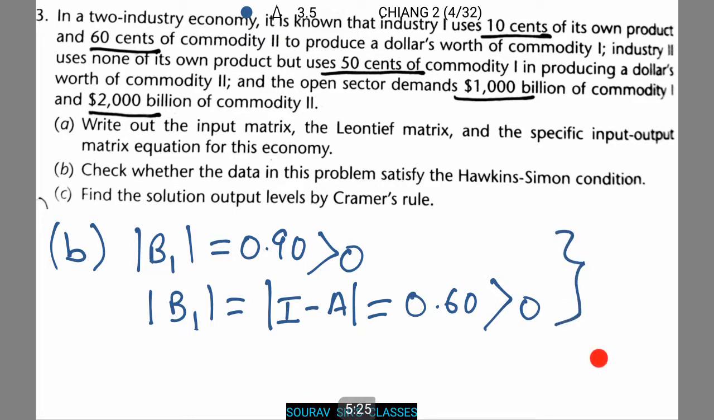Notice these are the conditions to satisfy HS, which is the Hawkins-Simons condition. Next, moving on to part C, to find the solution output levels by Cramer's rule.